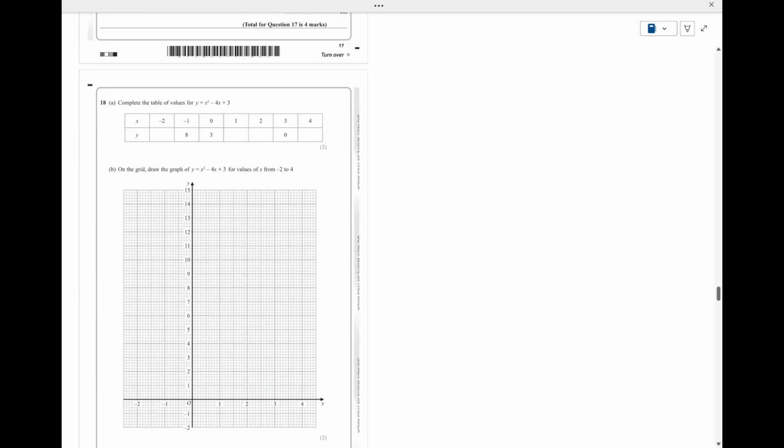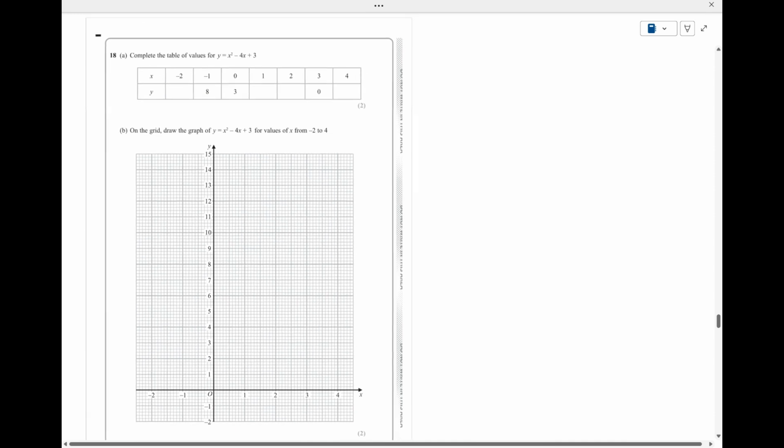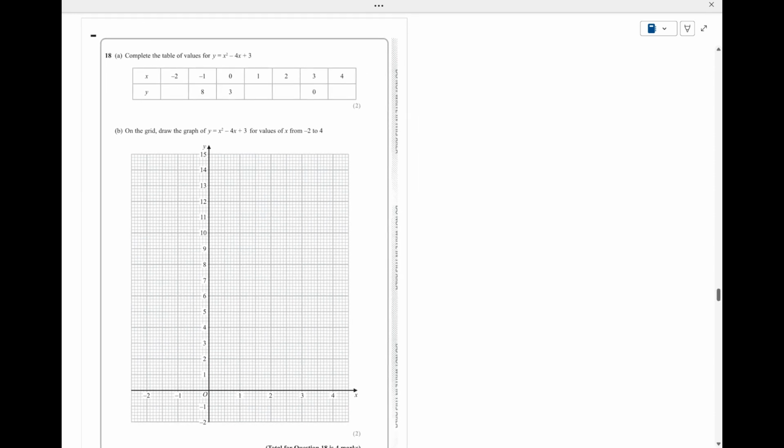Question 18. Complete the table of values for y equals x squared minus 4x plus 3. Well, people do these in different ways. I tend to use the table function on my calculator. So I'm going to define f(x), and I'm going to write in that f(x) is x squared minus 4x plus 3. And then on the table, I get to type in what I want.